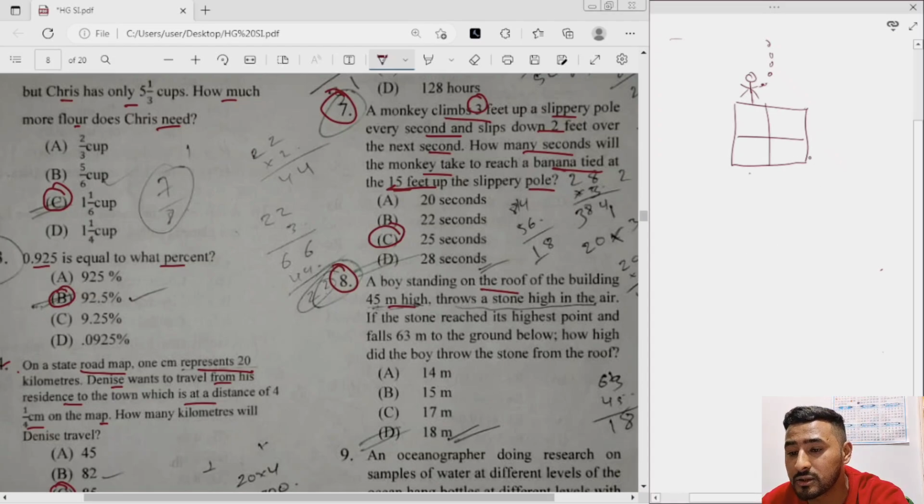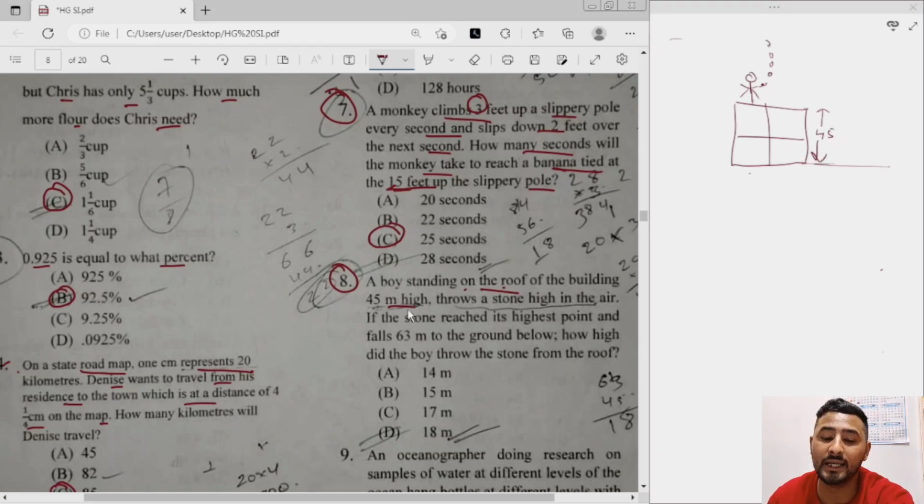So the roof is here, the ground is here. This length is 45 meters, it's already given. Let me read the question again. A boy is standing on the roof of a building 45 meters high. So if this is the roof of the building, this will be 45 meters high.